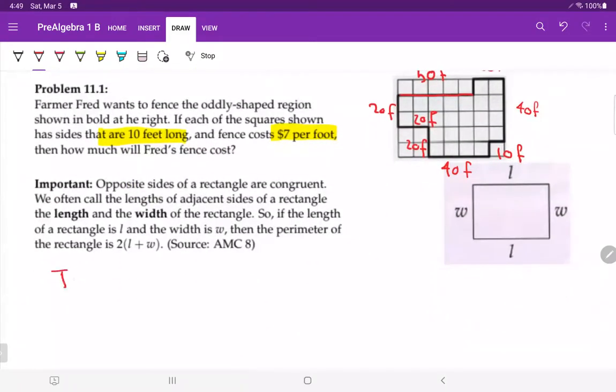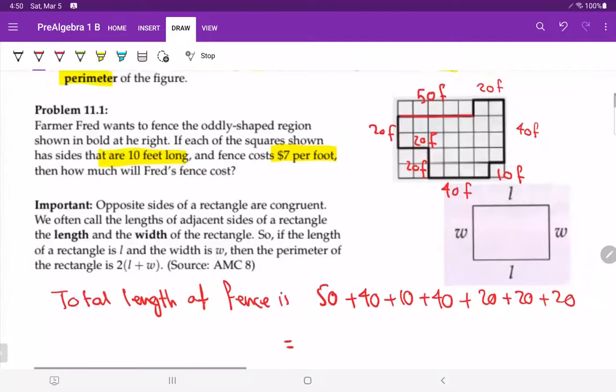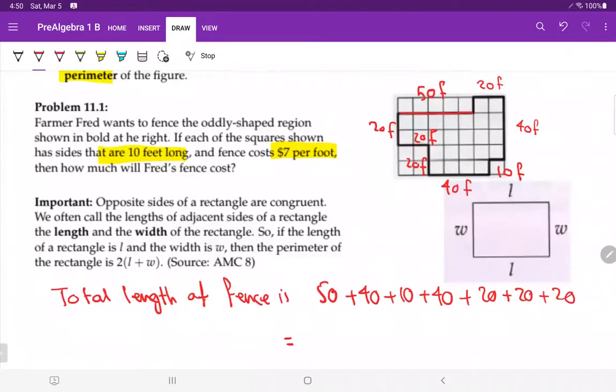So we can say the total length of the fence is 50 plus 40 plus 10 plus 40 plus 20 plus 20 plus 20, which is equal to... did we miss something? We have another 20. 50, 40, we have another 20 plus 20. 1, 2, 3, 4, 5. Oh, we have another 10 here. We have another 10 here. So 10 plus 10.